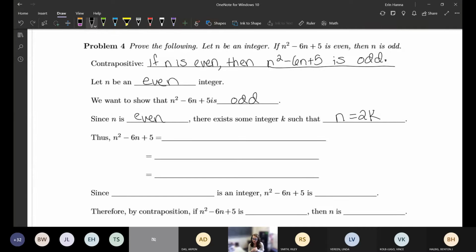And then this next bit is essentially the stuff that you would do off to the side first to make sure you know what you're doing. But when there's not much space off the side, we're just going to do it from scratch. So now we want to look at n squared minus 6n plus 5. And we're going to use the fact that n is equal to 2k to replace all of those n's with 2k. So we'll have 2k squared minus 6 times 2k plus 5. If we simplify that a little bit, 2k squared will be 4k squared minus 12k plus 5.